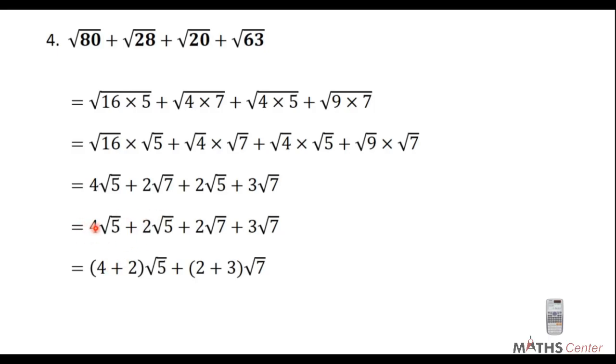So you add for this part. You have 4 plus 2 will give us 6, so you have 6 root 5. 2 plus 3 will give us 5, so you have 5 root 7. Now when you come here, you can see that this is square root of 5, this is square root of 7. Since they are not the same, you can't add, so you end here.